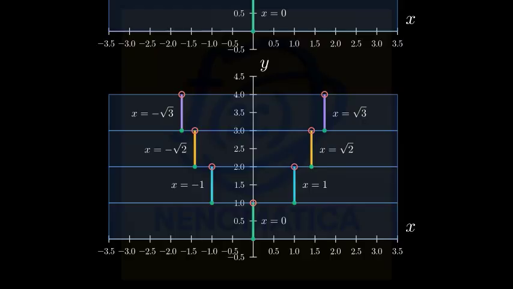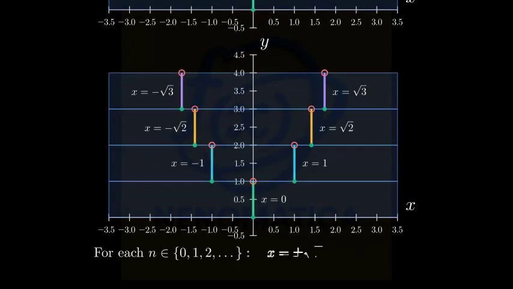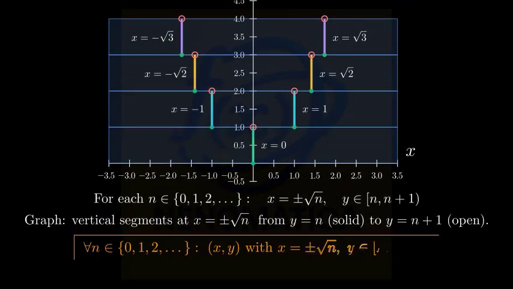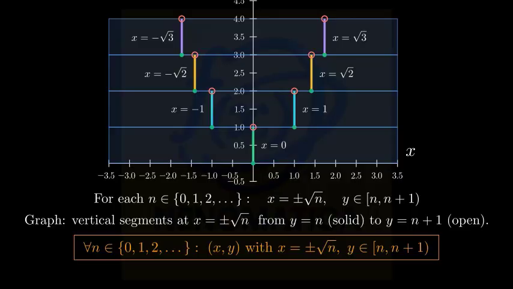Notice the pattern. For each whole number n, there are vertical segments at x equals plus or minus square root of n, spanning y from n up to n plus 1, with a closed dot at the bottom and an open circle at the top. We can summarize the relation like this. Final answer: the graph consists of vertical segments at x equals plus or minus square root of n for n equals 0, 1, 2, 3, and so on, each spanning y from n inclusive to n plus 1 exclusive.